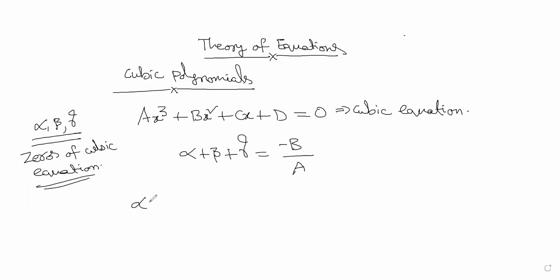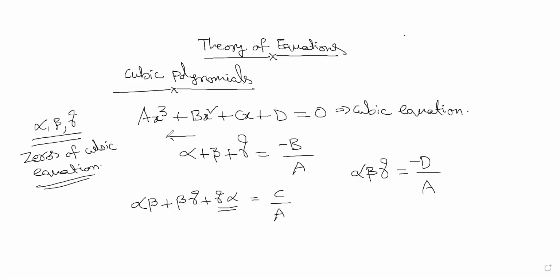And the sum of the product of the roots taken two at a time, alpha beta plus beta gamma plus gamma alpha, that is c by a. Similarly alpha beta gamma, that is called the product of the roots, that is minus d by a. These three basic formulas we must keep in mind. First of all, these are the three things which you have to keep in mind.